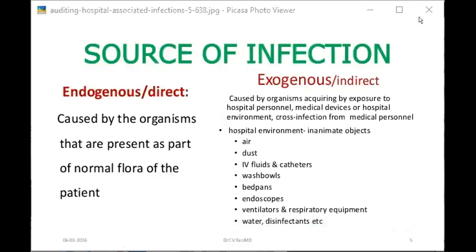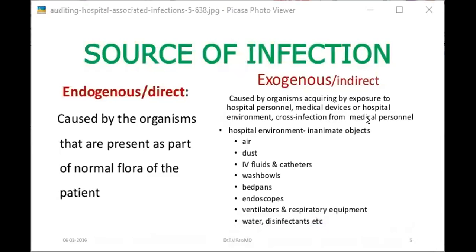Okay, write this. Endogenous means internal, internally or directly. Exogenous means indirect, from outside. From outside, how can we get infection?